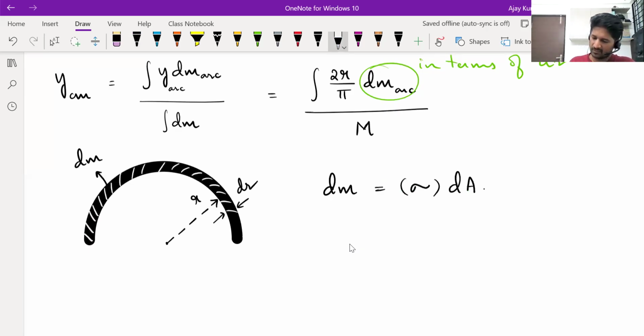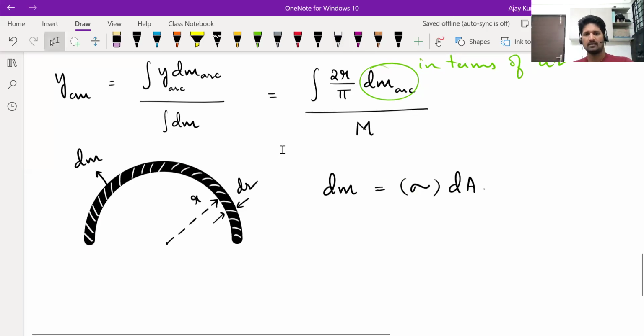Writing dm as sigma into dA is not enough. We want dm in terms of dr, thickness. So can one of you tell me how to find out that shaded area? An idea to calculate that shaded region's area. It's an arc which has some thickness. How will you calculate the area?